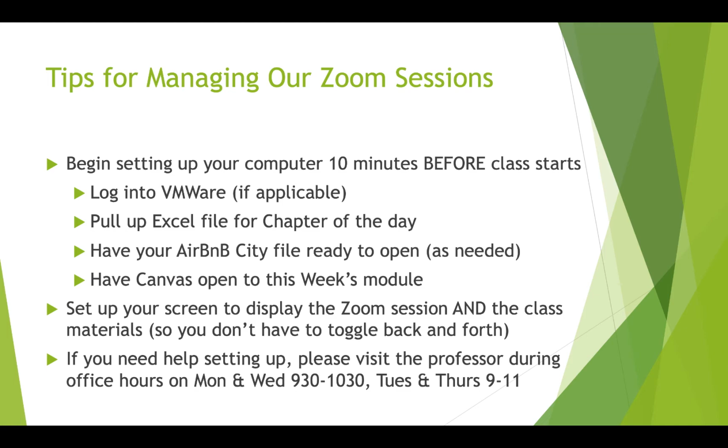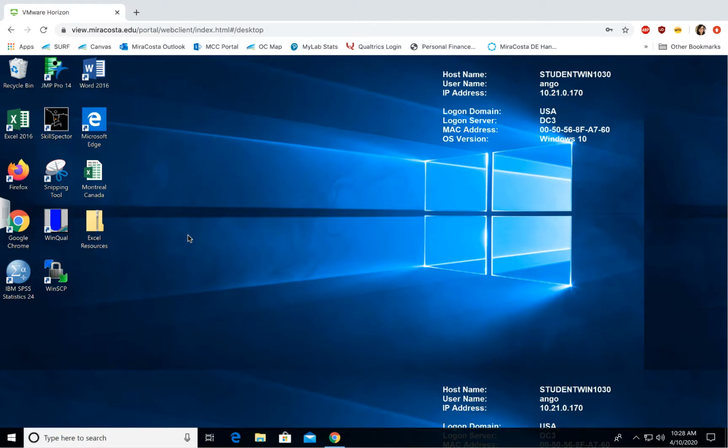So on this screen right now, I actually have VMware already pulled up, and I always recommend pulling it up early prior to class because sometimes it takes a few minutes to load. And what you can see on my screen here, I've already downloaded my Airbnb city file for Montreal. So it's sitting there on my desktop. Whenever I need it, I can just pull it up.